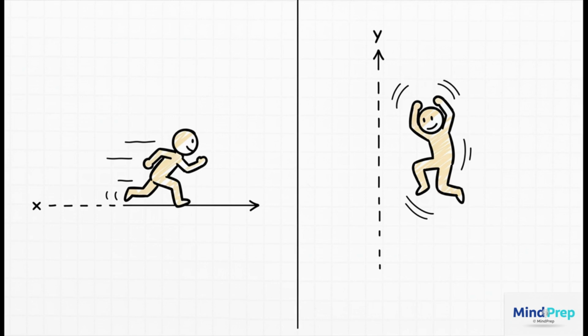To make this super easy to remember, there's this simple little rule. Always think run, then jump. You always run sideways along the x-axis first, and then you jump up or down along the y-axis. It's as simple as that.